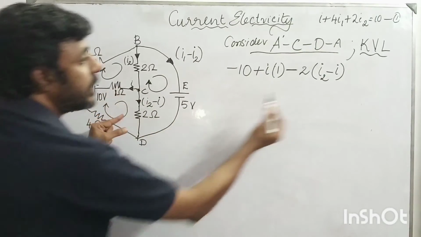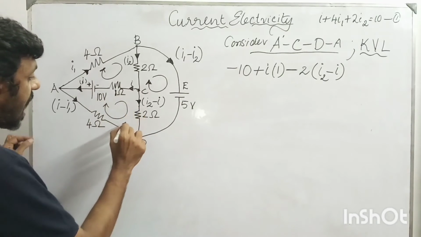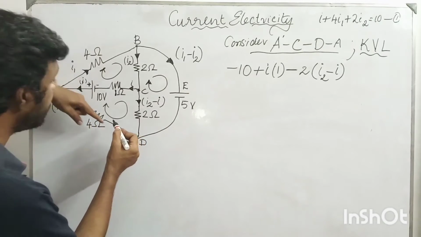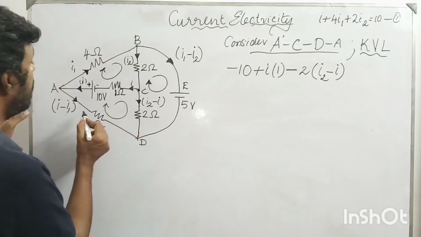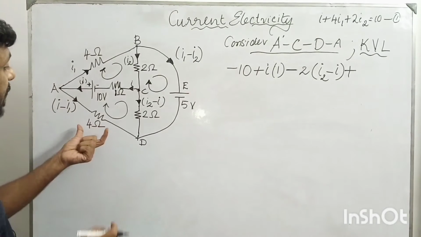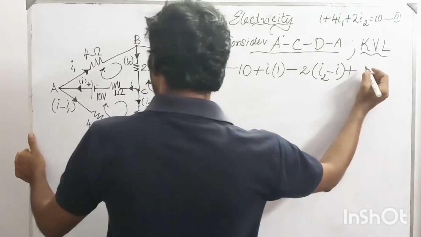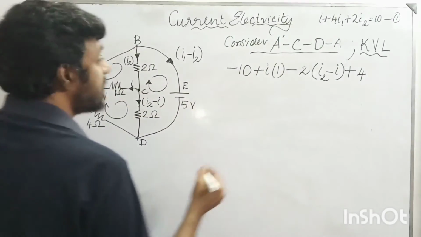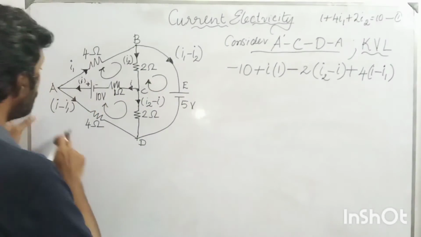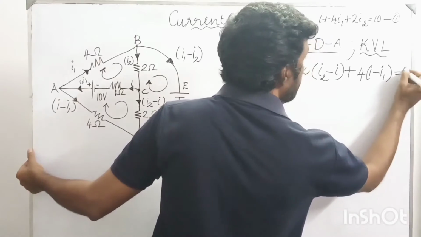So this part of the calculation is over. Now again I'm coming here. While traveling in the clockwise direction, I encounter a current which is moving in the opposite direction. Any current moving in the opposite direction to my direction of travel will be given a positive value, and I multiply the value of the current with the resistance. So it will be plus 4 into (I minus I1), which will be equal to 0.